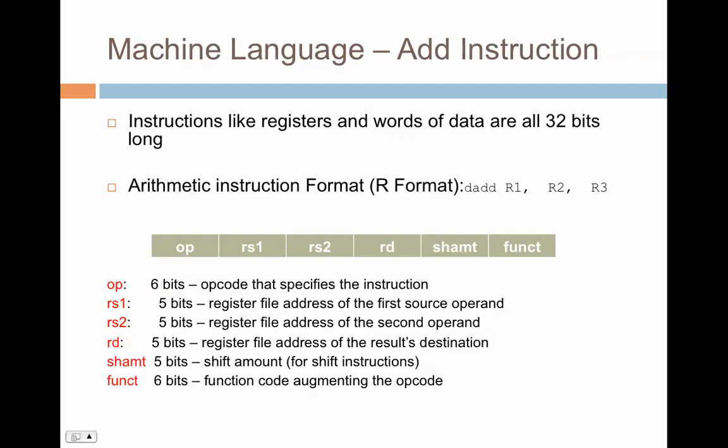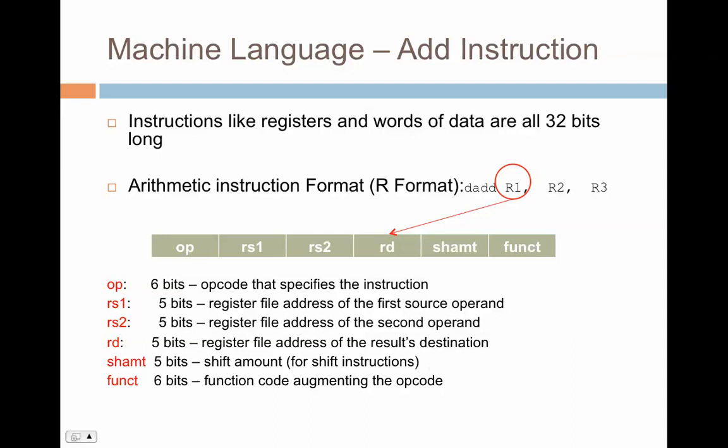So here's an example for dadd R1, R2, R3 and how this particular instruction is laid out in the instruction memory. The first thing we will look at is the destination. Here the destination register is RD. So R1, which is the destination specifier, is actually going to have the bits specified by RD.